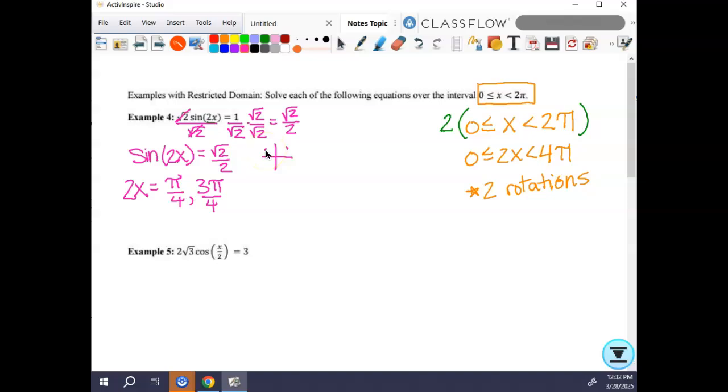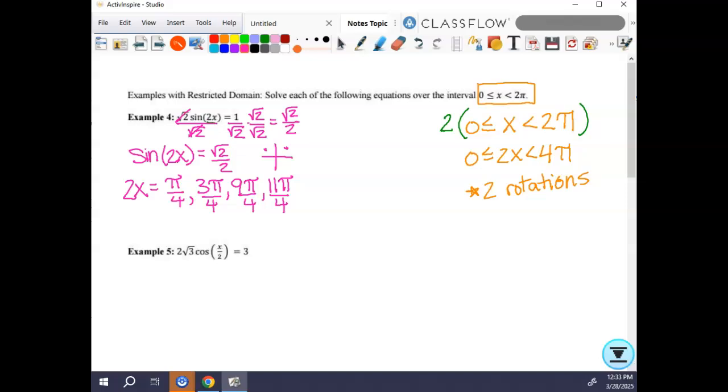I rotate around again. I'm back here where pi fourths lives, but I've got to add 2 pi to that. So I'm going to add 8 pi fourths, and that gives me what? 9 pi fourths. Then this is where 3 pi fourths lives, but I've got to add 8 pi fourths to him, and that gives me 11 pi fourths. Okay? You with me so far?